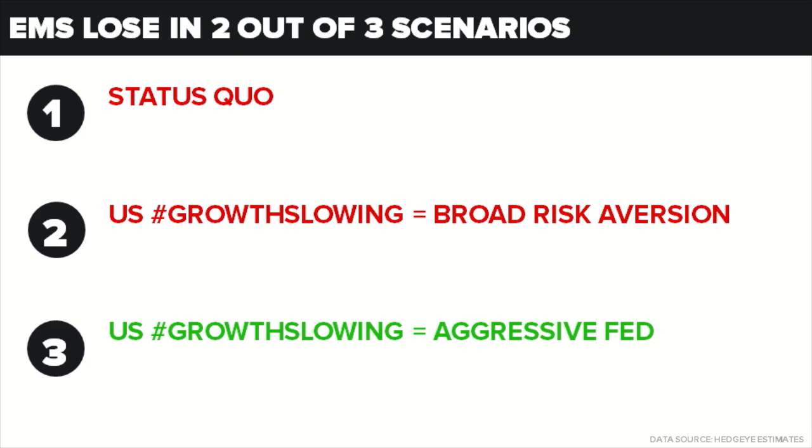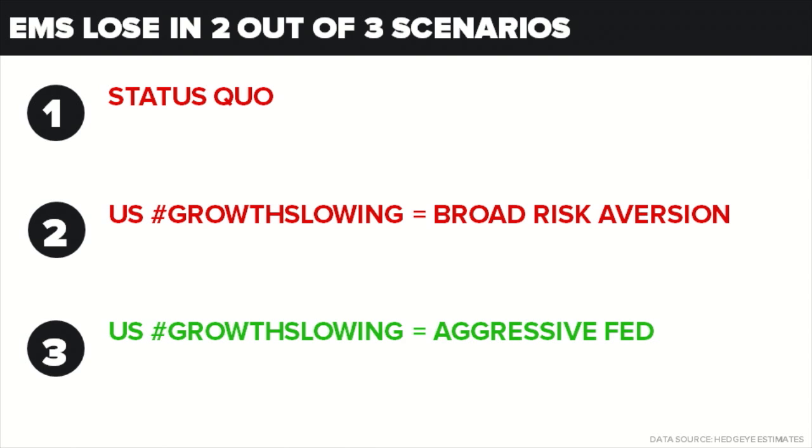So where to from here? How do we play this? I think there are three scenarios that investors need to be mindful of as it relates to emerging markets from here. Number one, status quo. U.S. growth expectations continue to accelerate and remain elevated, and we continue to see outflows from slow growth, yield chasing, commodity related emerging market type asset classes.